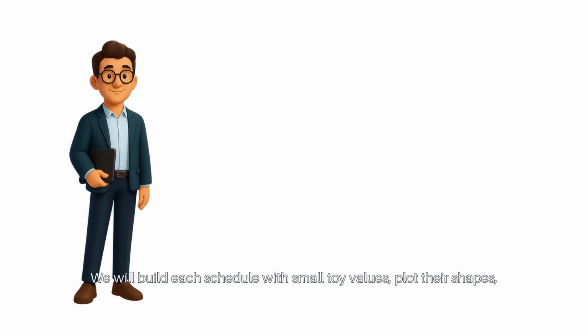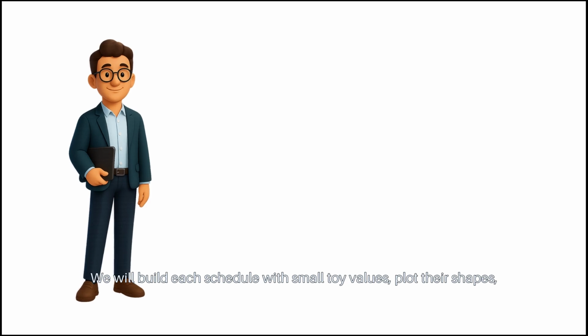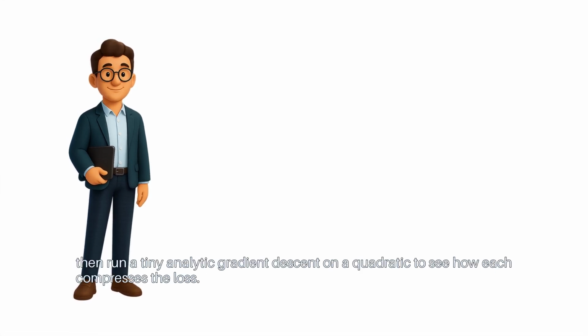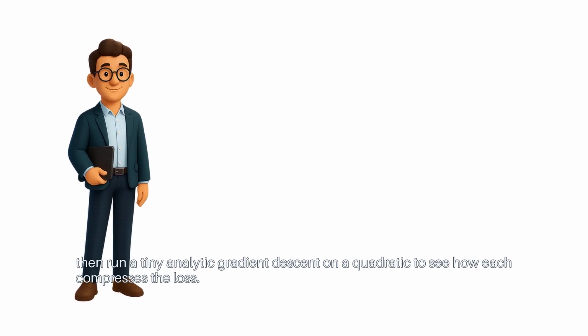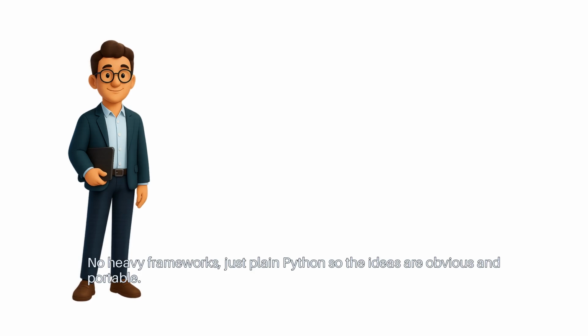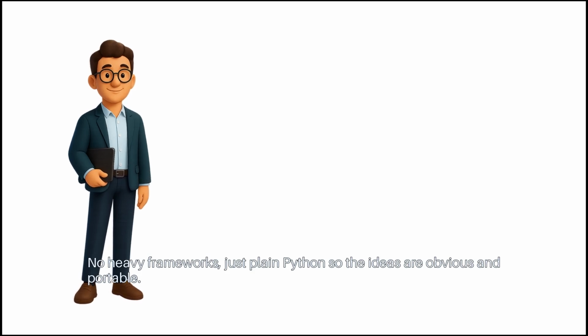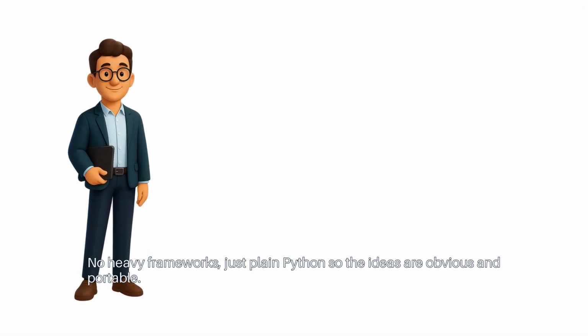We will build each schedule with small toy values, plot their shapes, then run a tiny analytic gradient descent on a quadratic to see how each compresses the loss. No heavy frameworks, just plain Python, so the ideas are obvious and portable.